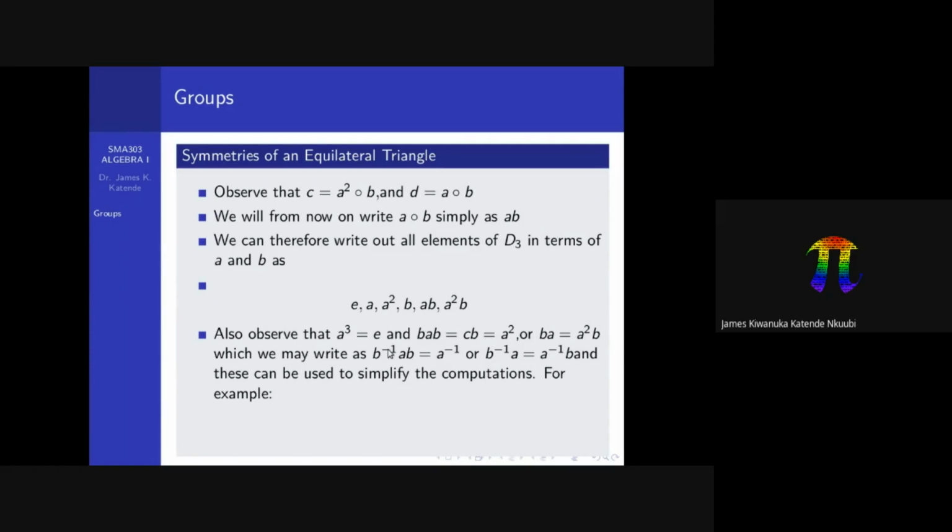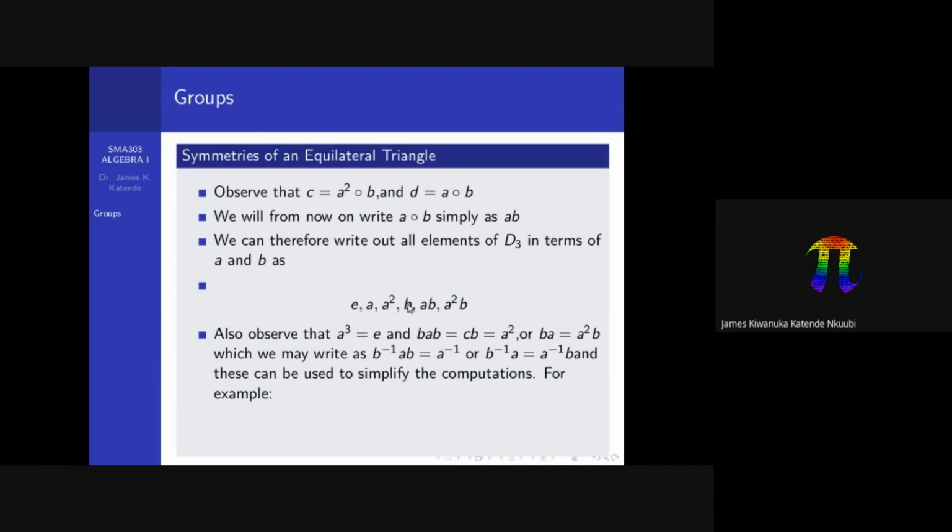Now you can also write this as B inverse AB is equal to A inverse. Remember, this is the same as what we have here: BAB is equal to A squared, because the inverse of A is just A squared, and the inverse of B is just B itself. B was the reflection. So all these are very useful relations, and you can use them to simplify the computations.